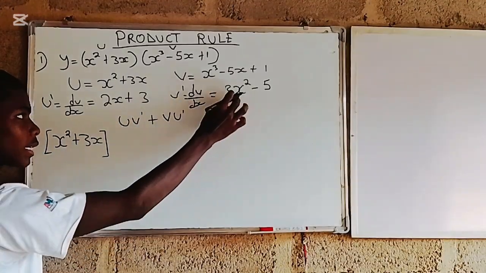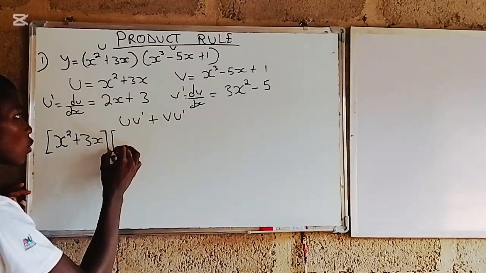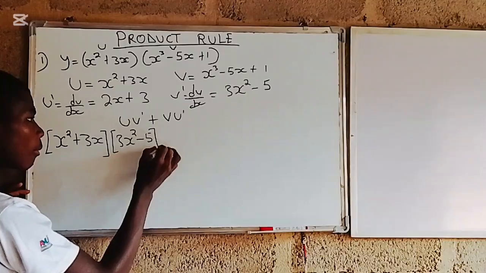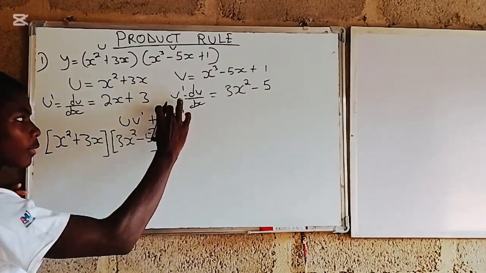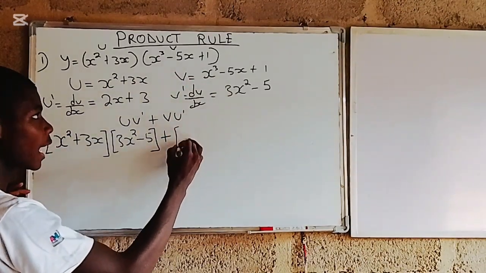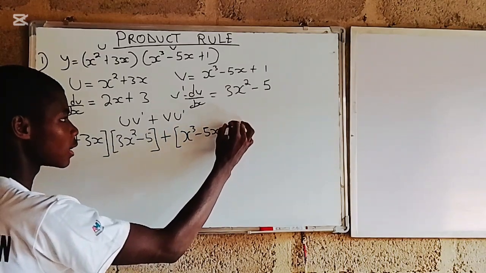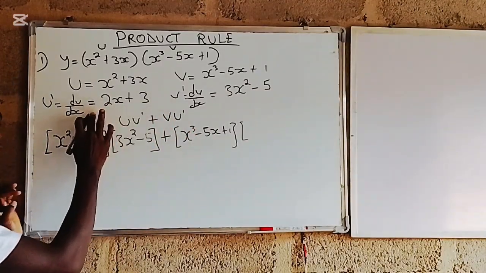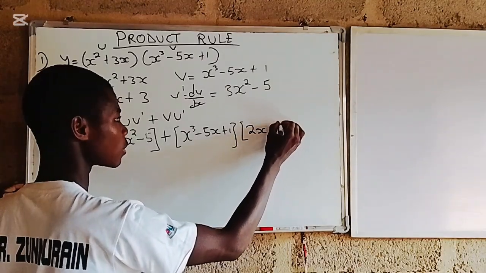What is v prime? It is 3x squared minus 5. So I have 3x squared minus 5, and then plus v and u prime. The value of v is x cubed minus 5x plus 1, multiplied by u prime, which is 2x plus 3. So this should now be 2x plus 3.